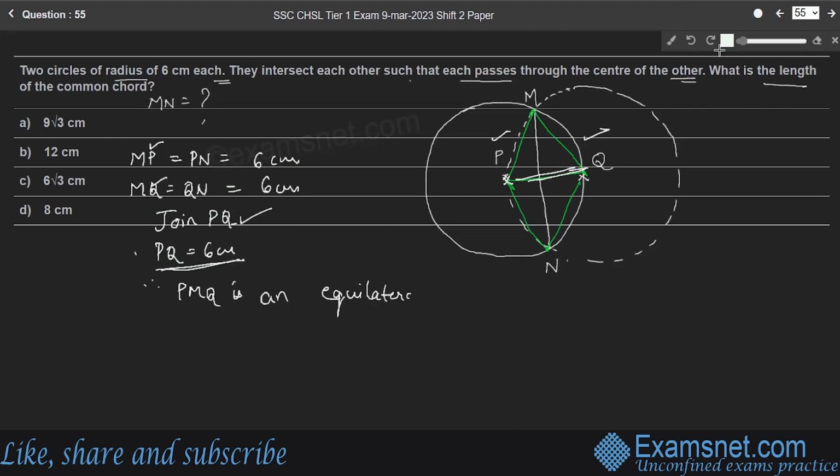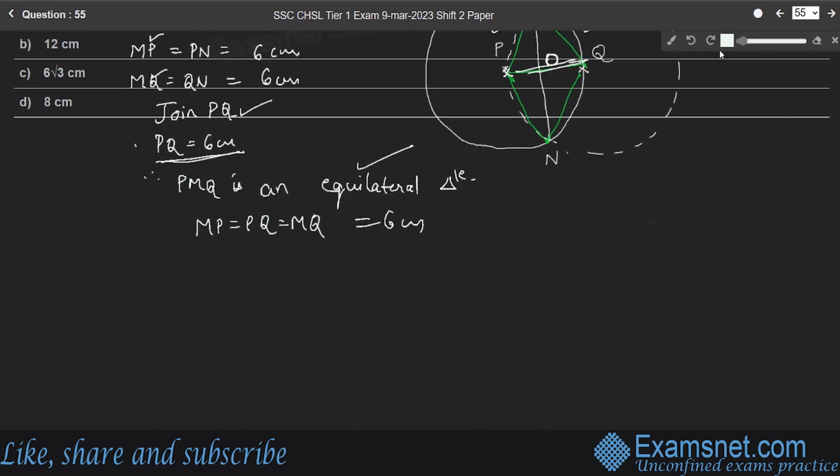Equilateral triangle, right? Because MP is equal to PQ is equal to MQ, so it is equal to 6 centimeter. In an equilateral triangle, let us name the point where the common chord and PQ meet as O.